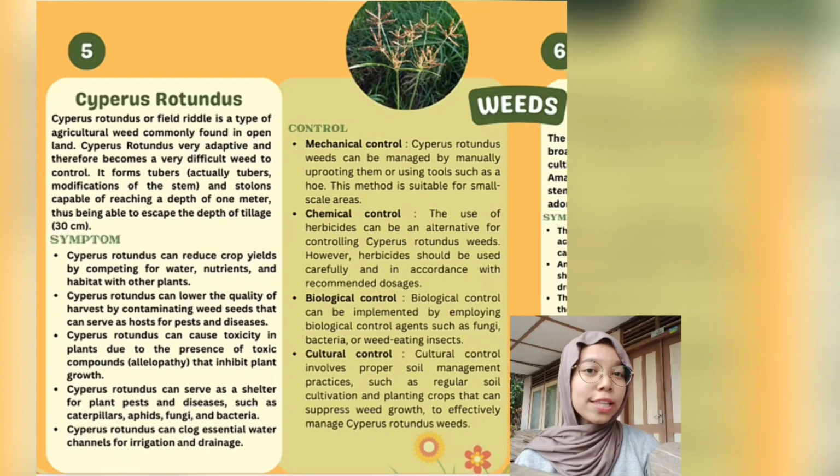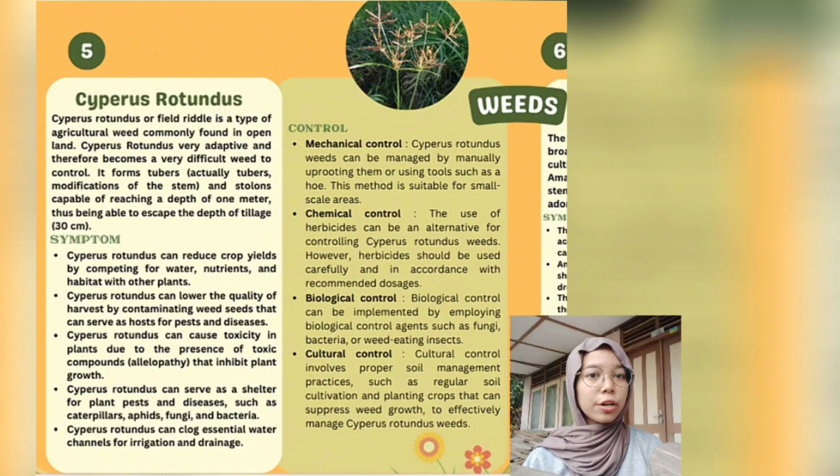And then, the weed in orange plants, first, is Cyperus rotundus. Cyperus rotundus, or field nutsedge, is a type of agricultural weed commonly found in open land. Cyperus rotundus is very adaptive and therefore becomes a very difficult weed to control. It forms tubers, actually a modification of the stem, and stolons capable of reaching a depth of 1 meter, thus being able to escape tillage depth of 30 cm.